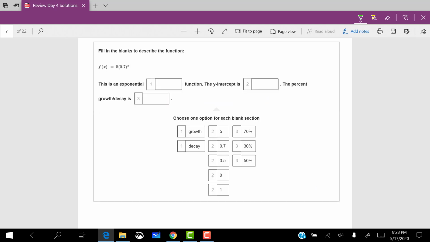This time we just have the equation. So for x equals 0, this part will be 1, so we'll just end up with 5. So that tells me the y-intercept is 5.